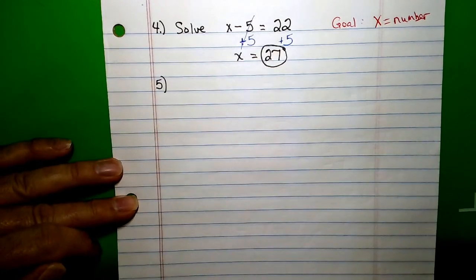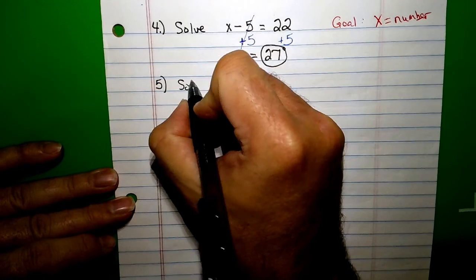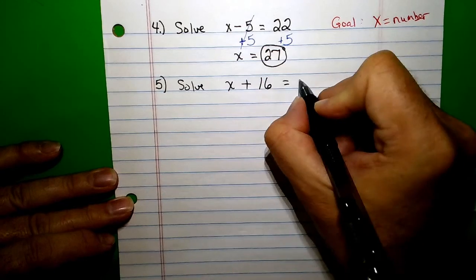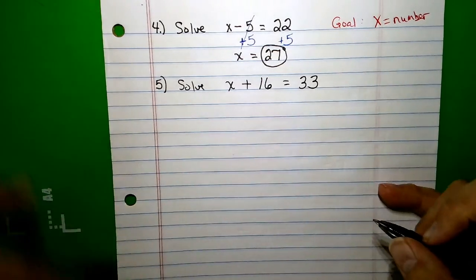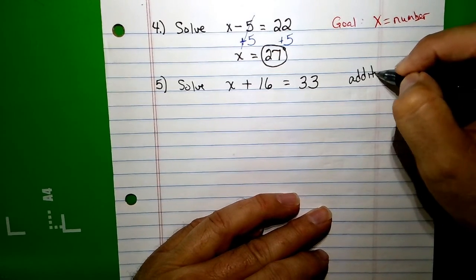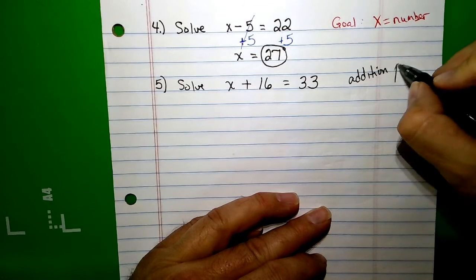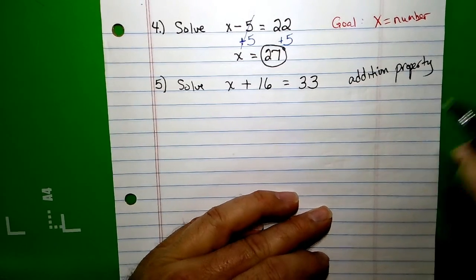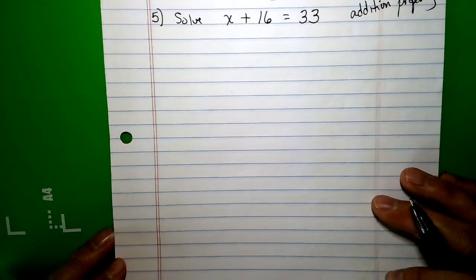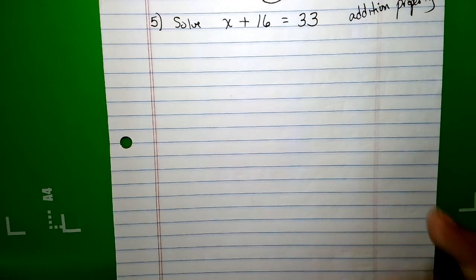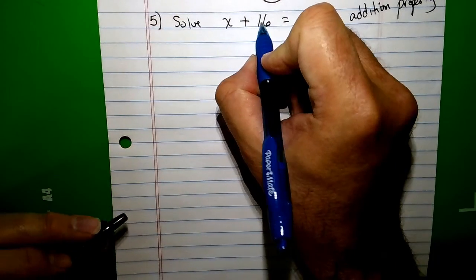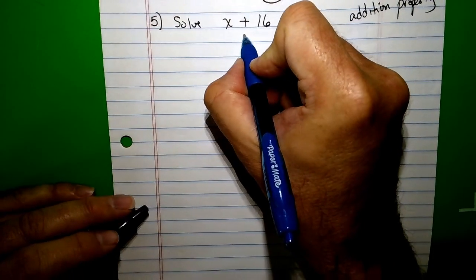How about this one? Solve this. X plus 16 equals 33. And I should mention, this is using what's called the addition property. You can add any number you want to both sides of an equation. Well, if you look at this one here, if we want to get the x by itself, the opposite of adding 16 would be subtracting 16.